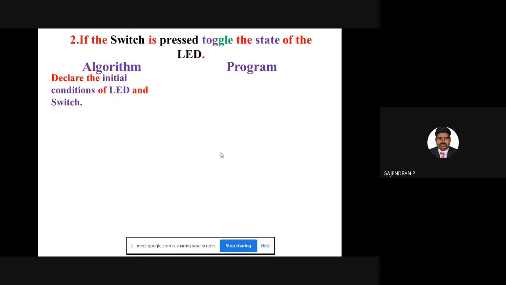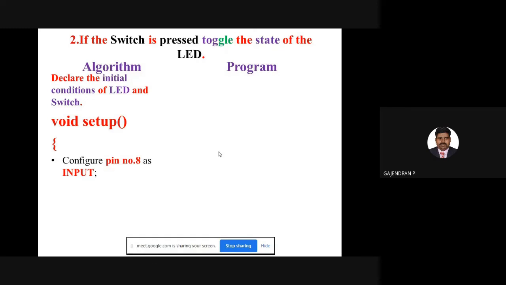See, first part, declare the initial conditions. That means the previous state and present state we can declare in the algorithm first. Then in the setup, as usual, you need to configure the pins. It is a must. By default, all the pins are configured as an input. Please make a note of it.